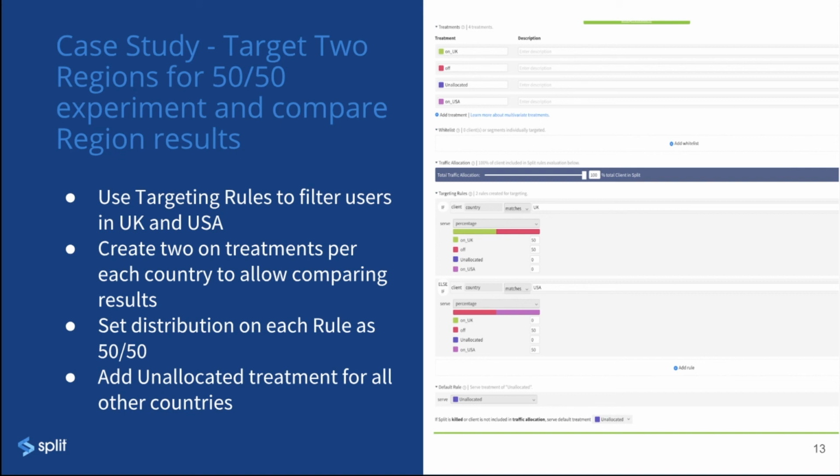Now, if we want to include in the analysis the off treatment as well for each country, then we would need to create an off for UK and an off for US. So that would be an additional treatment here. But since the requirement was only to compare the on treatment, we can get away with just creating one off treatment.